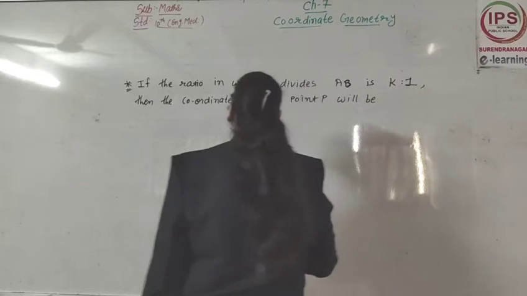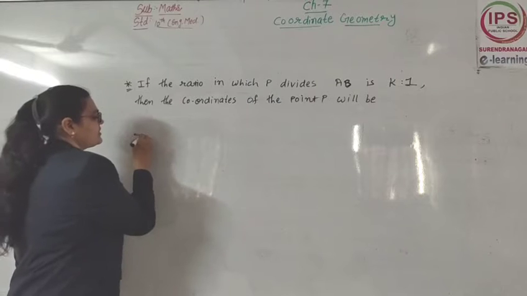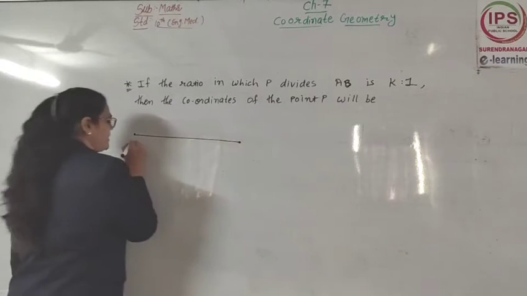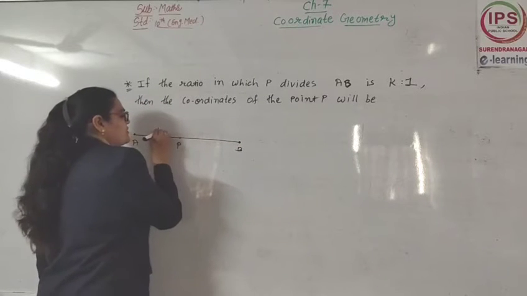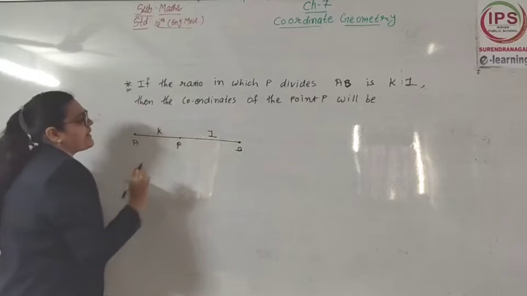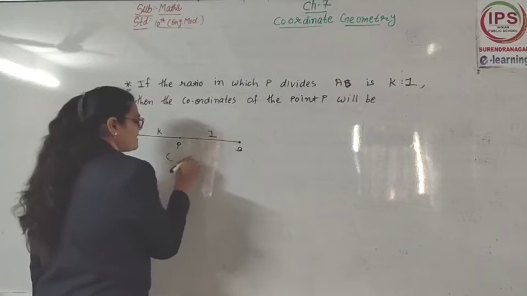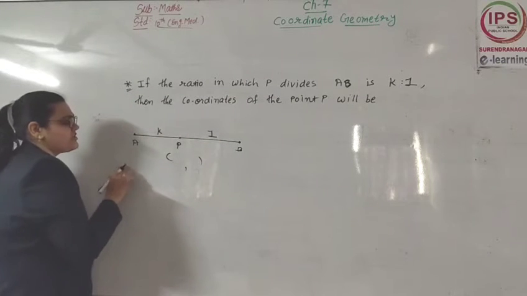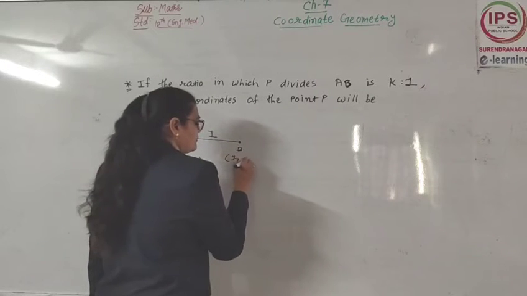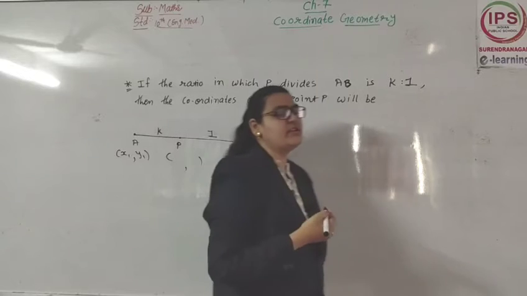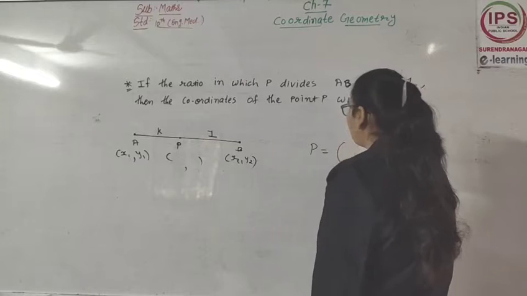Here what is given: the ratio in which P divides AB. So here you can see line segment AB. Now P is dividing this line segment in the ratio k ratio 1. This is the k part and this is the 1 part. Then the coordinates of point P will be, here we are going to write. The coordinates of A are x1, y1, and for B, x2, y2. Now we are going to write the coordinates of point P.